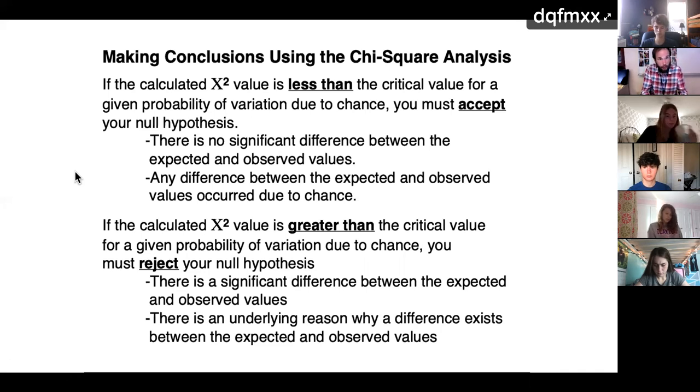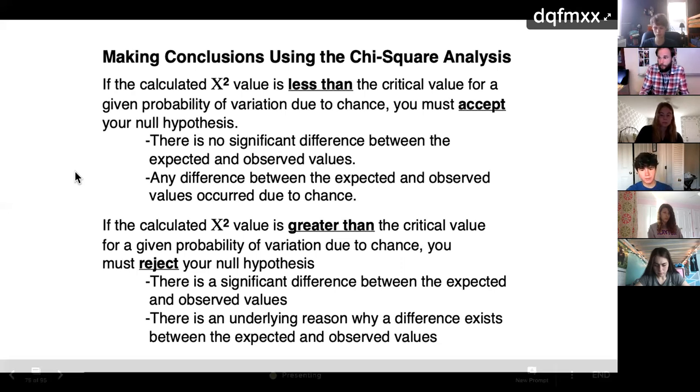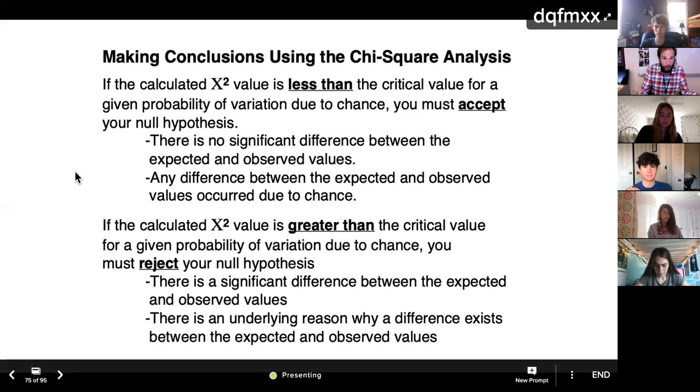If the value that you calculate for the chi-square statistic is greater than the critical value, you get to do the opposite. You can reject the null hypothesis. You can accept the alternative hypothesis that there is a difference between the expected and the observed values. Okay, so that part is going to be the same.